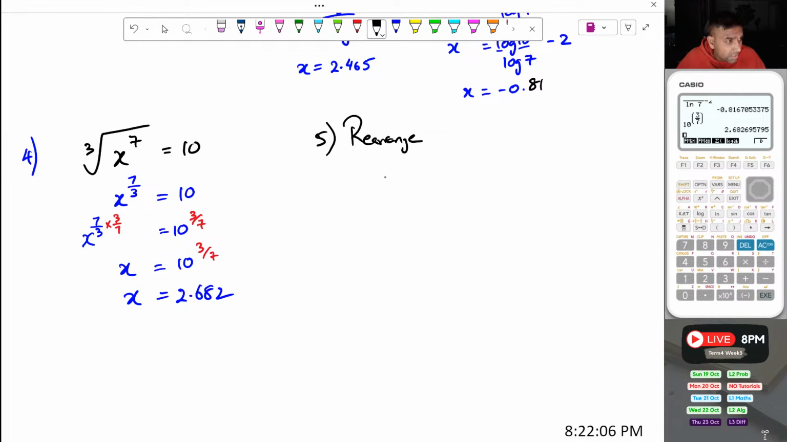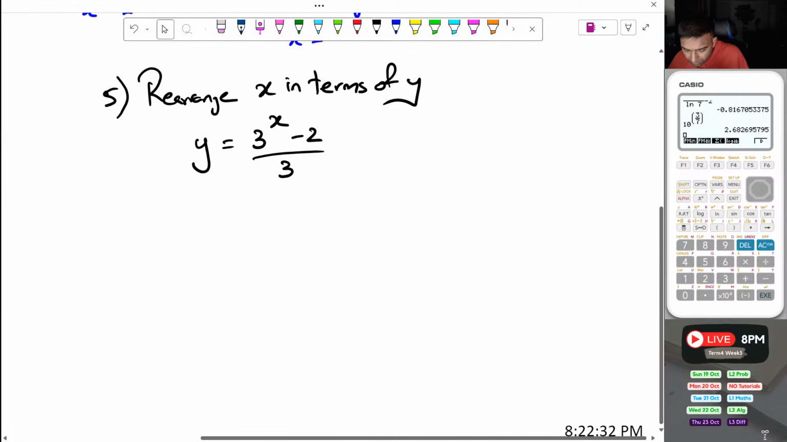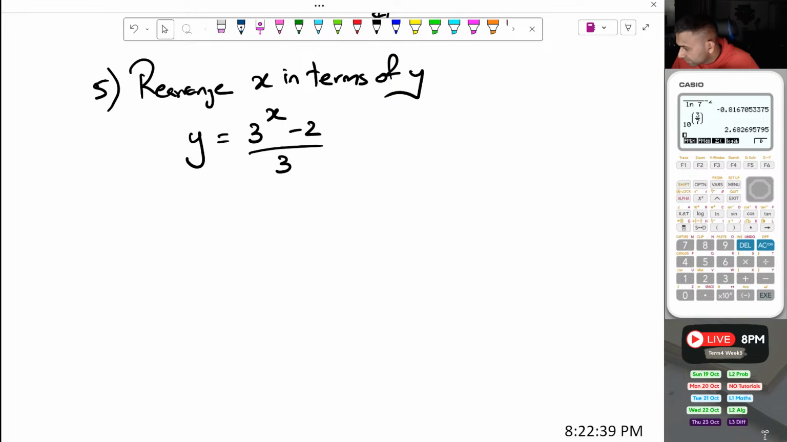All right, so we've got y is equal to 3 to the power of x minus 2. And I'm going to ask you to do, actually, let's go divided by 3. Rearrange x in terms of y. So what I'd like you to do is rearrange so that x is by itself and y is on the other side.